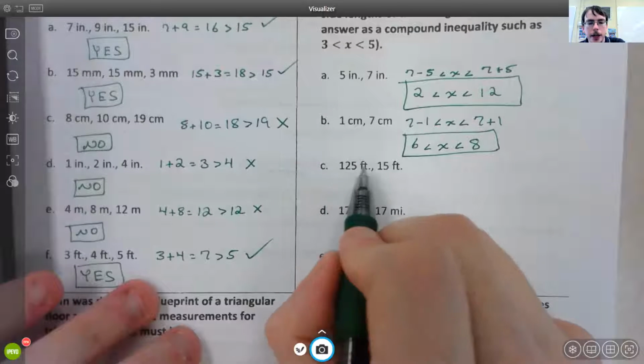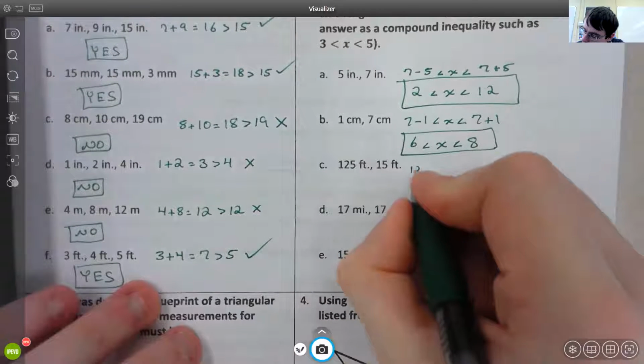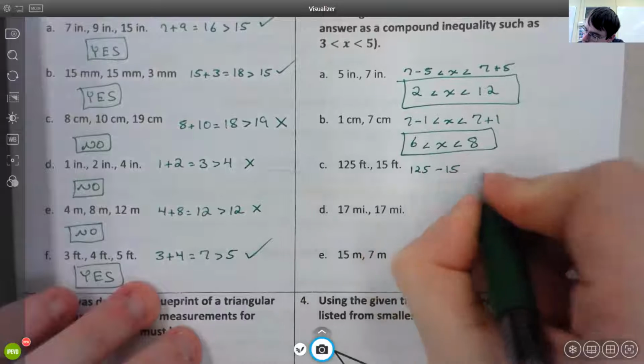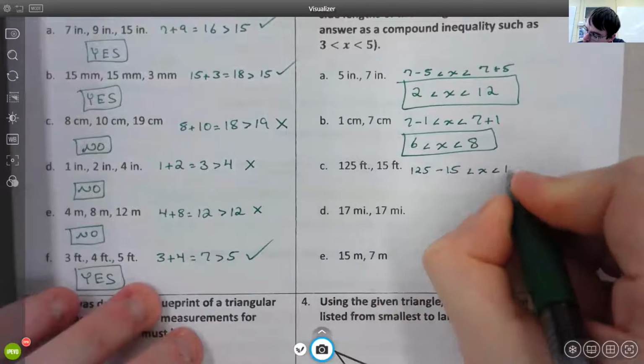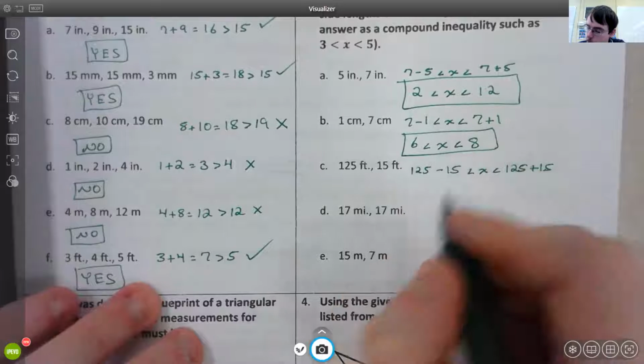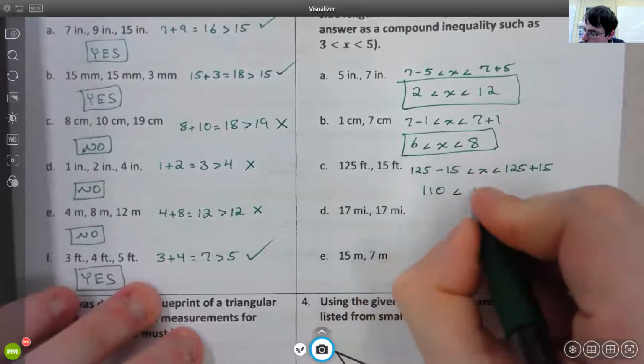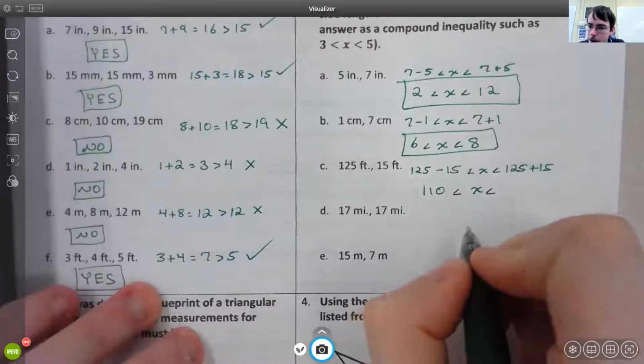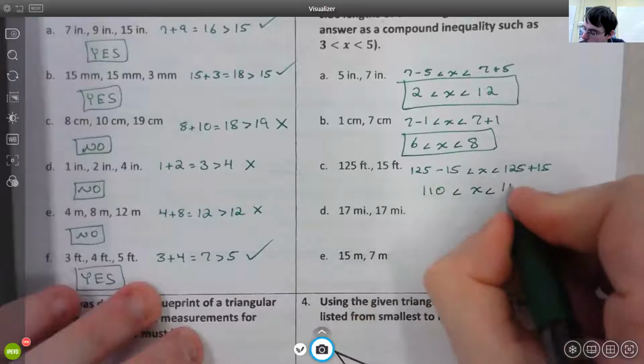C, 125 and 15. So we're going to take 125 and subtract 15. Then we're going to take 125 and add 15. 125 minus 15 is 110. 125 plus 15 is 140.